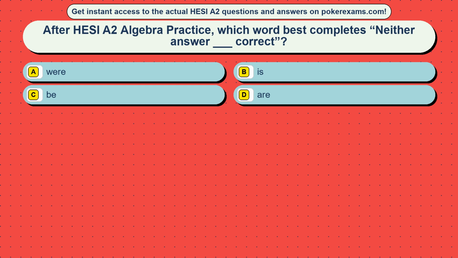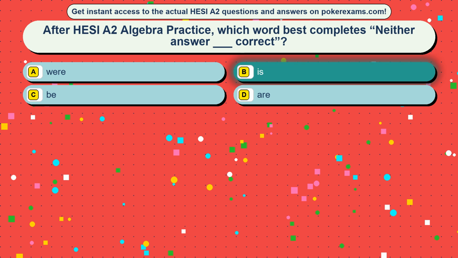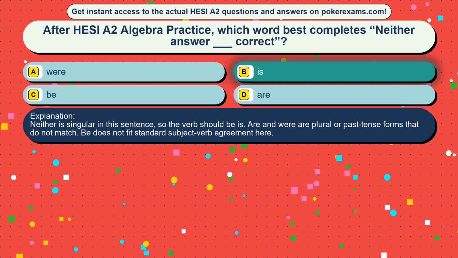Question 6. After HESI A2 algebra practice, which word best completes "neither ___ answer correct"? Option A. Were. Option B. Is. Option C. Be. Option D. Are. The correct answer is option B. Is. Neither is singular in this sentence, so the verb should be is. Are and were are plural or past tense forms that do not match. B fits standard subject-verb agreement here.